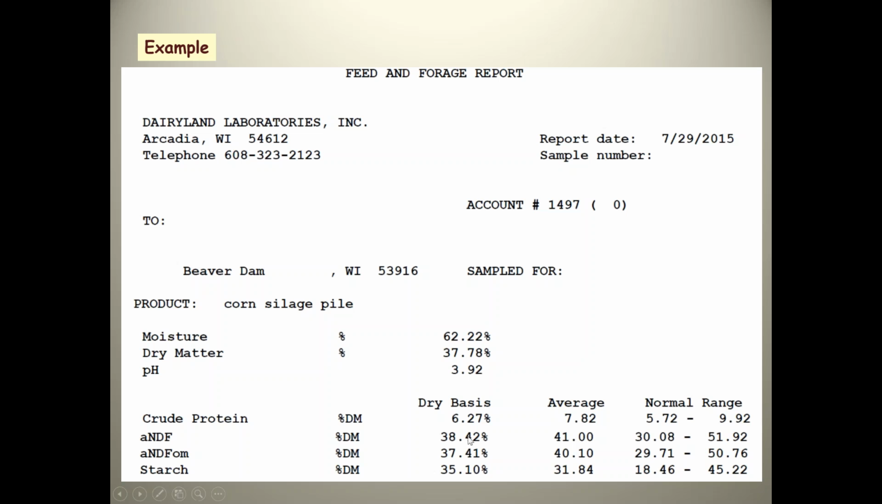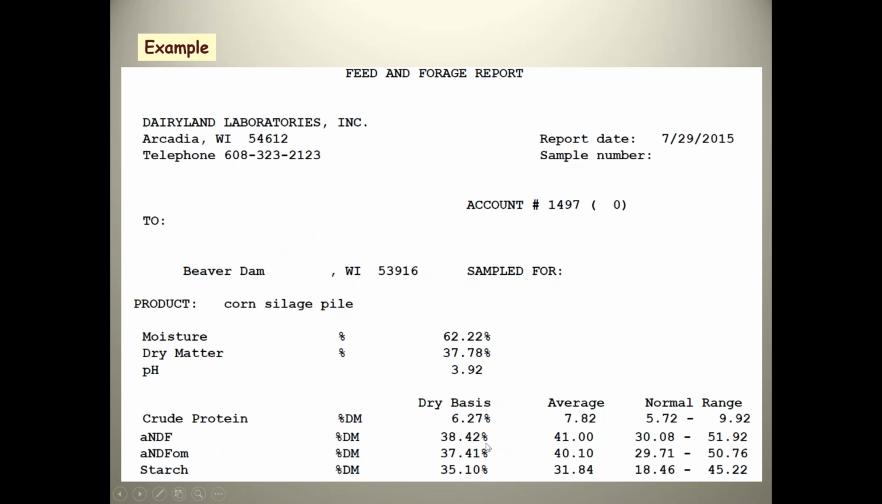but many of the reports now will not only list the analyses of that sample. This was a sample that came out of Beaver Dam, Wisconsin. I just pulled it out of my files for this presentation. It was a pile of corn silage, and you can see that sample: dry matter, moisture, pH, and then I just selected out here a few nutrients. Protein, as I mentioned, we still see NDF and ADF, starch concentration here.